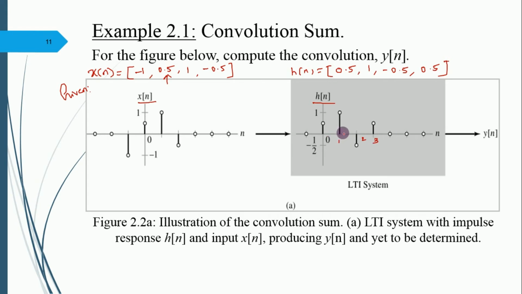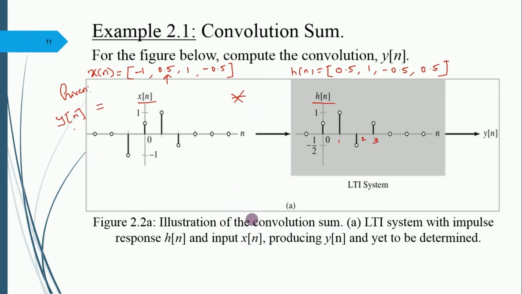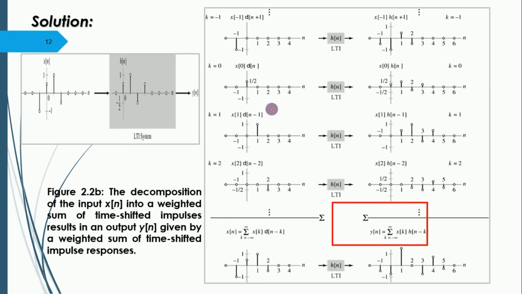Okay, so now this is a given question. You need to perform convolution sum. You have to convolve these two things in order to get y of n. y of n is equal to x of n convolved with h of n. You have to do this process. The equation that we need to use is here: summation x of k h of n minus k. The steps are here. So I'll solve with the first step, first way of doing it.